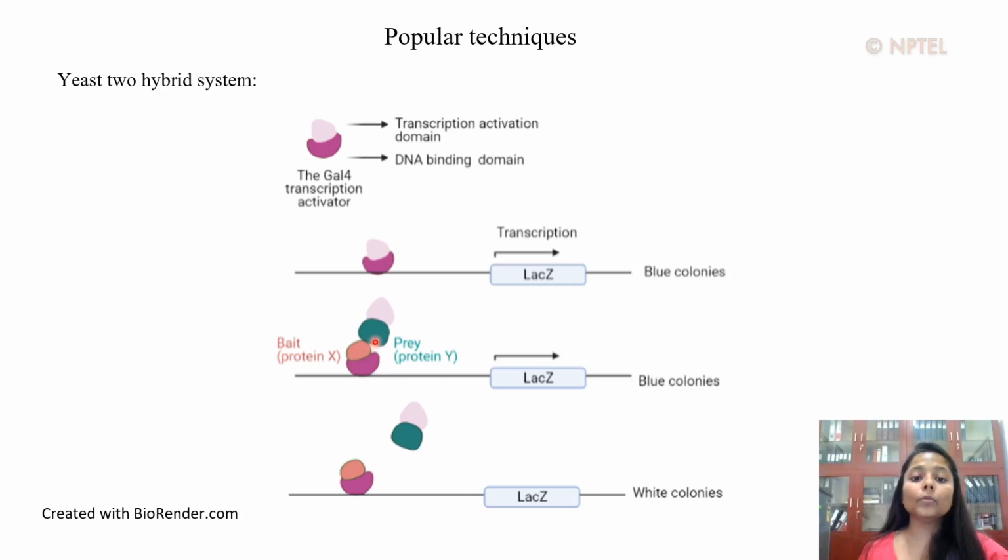If these two proteins are not interacting with each other, then the transcription activation domain will not come in close proximity of the LacZ gene. Thereby, the transcription will not be initiated in the LacZ gene, ultimately leading to the white coloration of the yeast colonies. So just by observing the color of the yeast colonies, we can understand whether our two proteins of interest are interacting with each other or not.